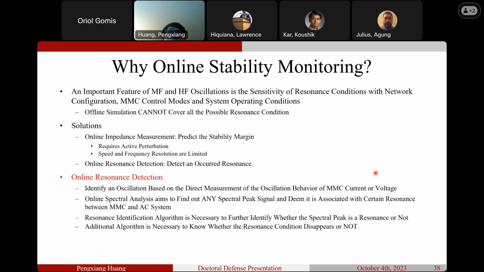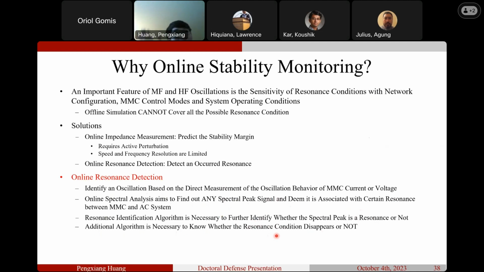The details of online detection were presented in my candidacy exam. I have backup slides that talk about that, but I just want to point out that online resonance detection should achieve multiple goals. One is to identify the oscillation as quickly as possible, and you should also identify whether the spectral peak in your spectrum is a resonance or not. And an additional algorithm is necessary to know whether the resonance condition disappears or not, because we know the system configuration can change. So you might see some oscillation at the beginning, and then it automatically disappears because of the system changing. So you have to know that.